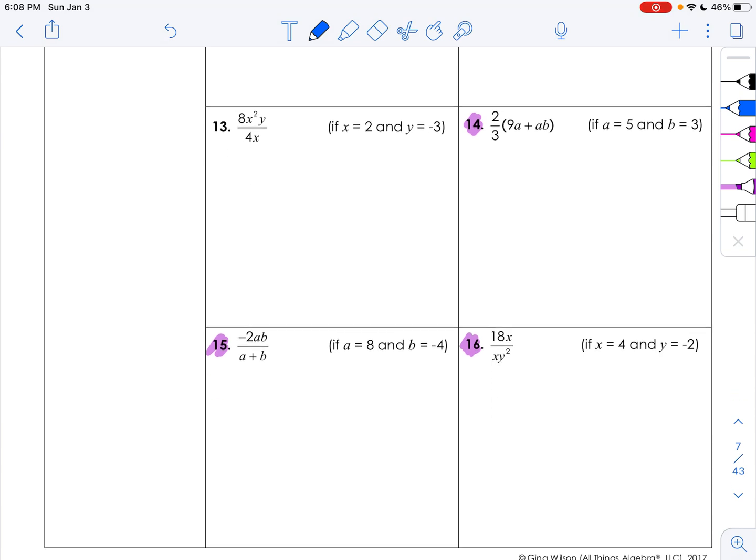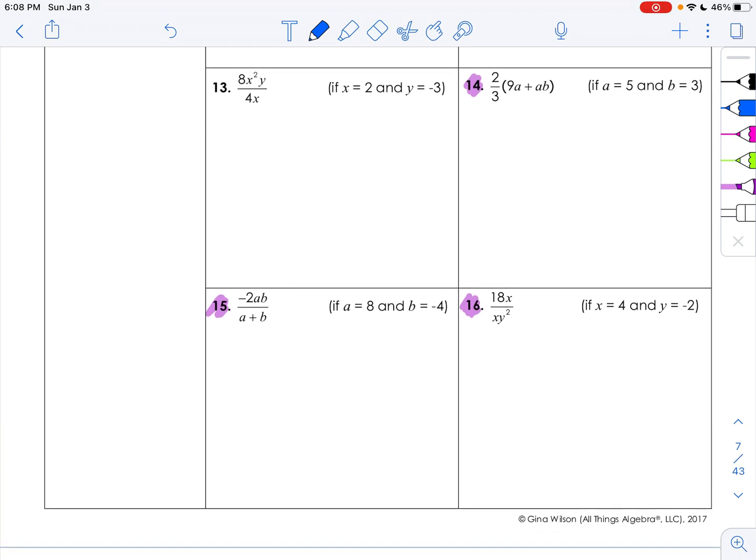Now, let's take a look at number 13. We're going to evaluate the expression 8x squared y divided by 4x. And I know for this one that x equals 2 and y equals negative 3. So we're going to start by substituting or replacing those variables with those values. So we have 8 parentheses 2 squared, because I know that x is 2, parentheses negative 3, because I know y is negative 3, over 4 in parentheses 2, because I know x is 2.